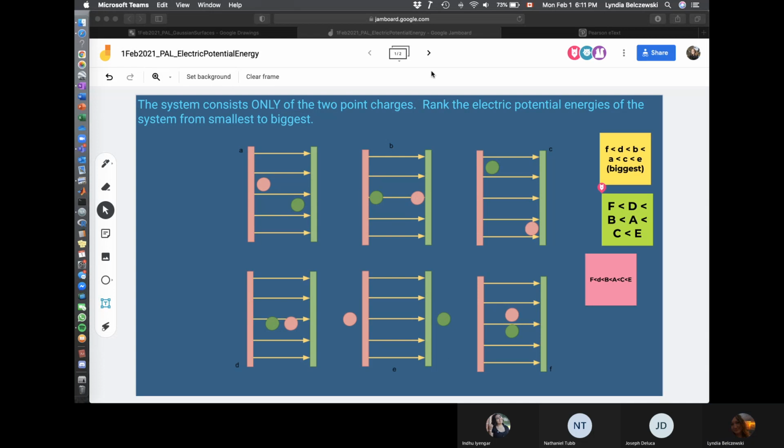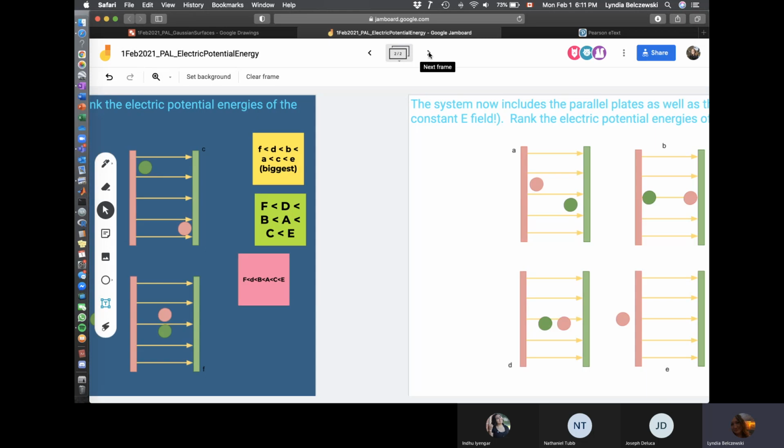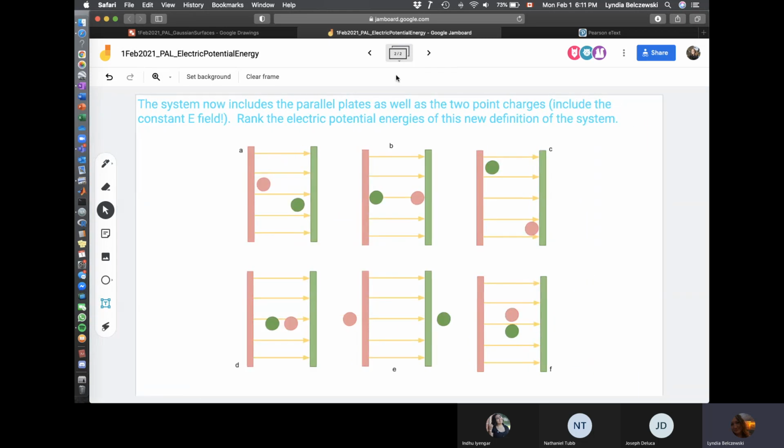Okay, well, that one went really well. Let's go on to the second slide, where, as I'm sure you could have guessed, we're now going to include the parallel plates in our system and include that external yellow field shown with the yellow arrows there. I'll give you a few minutes to do the same type of thing. Rank their potential energies now, including the external electric field caused by these plates.